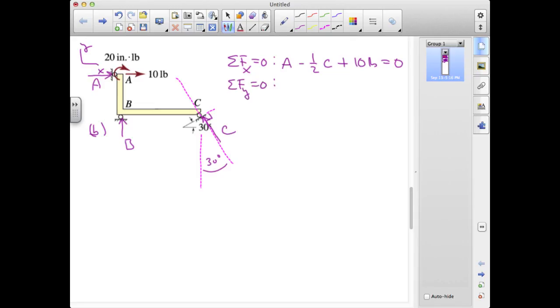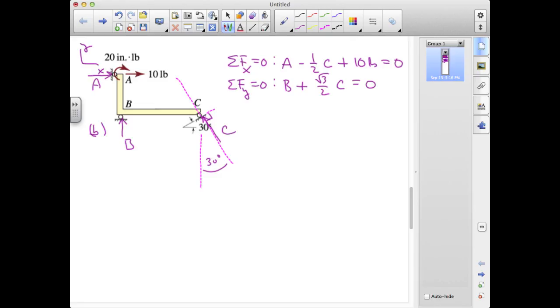In the vertical direction, we have B plus C cosine 30 degrees equals 0. Cosine 30 is root 3 over 2, so this is B plus root 3 over 2 C is equal to 0. And now the question becomes, where should we take moments?